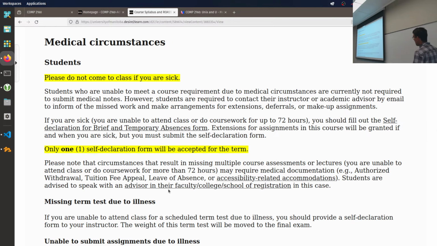Some of the policies that I've got are related to sickness. If you are sick, please don't come to class. Please don't make other people sick in the class. This is a really compressed term. Missing time in this class can add up very quickly. So if you are feeling sick, please don't come to class.